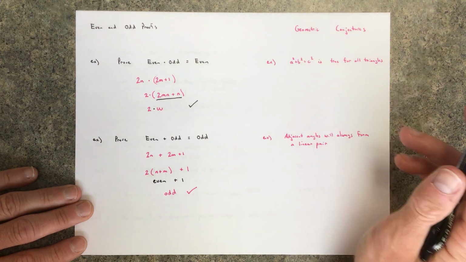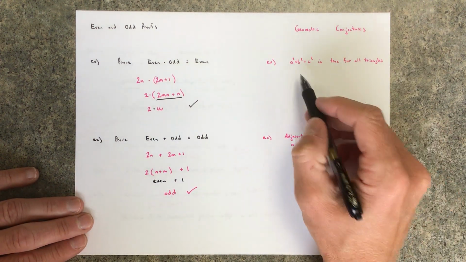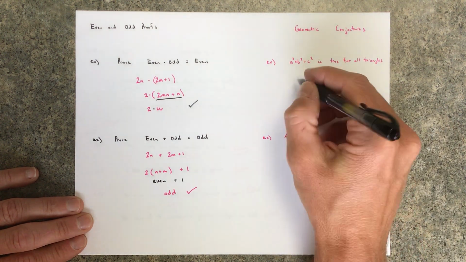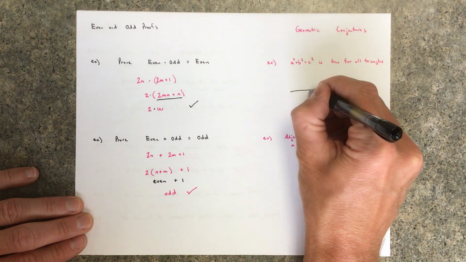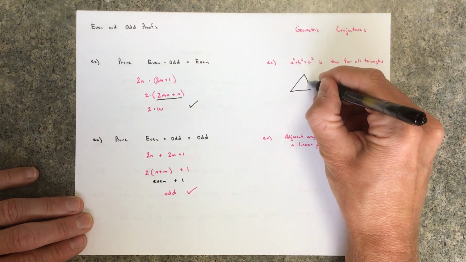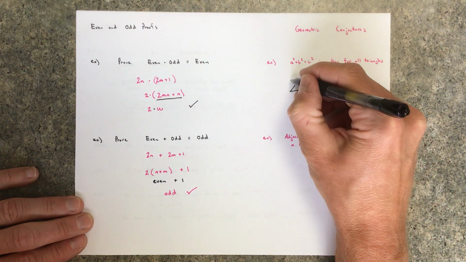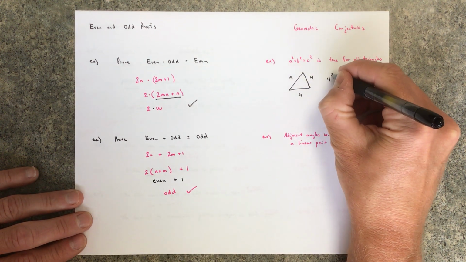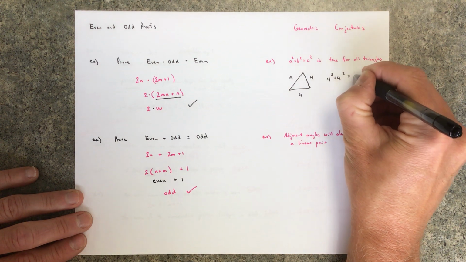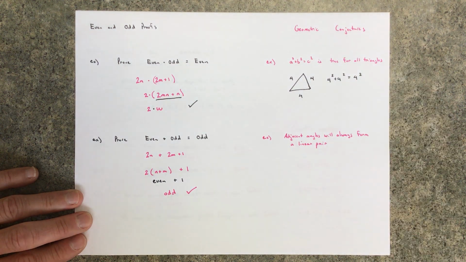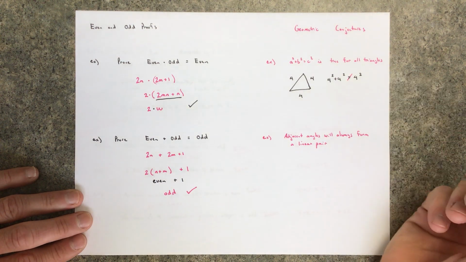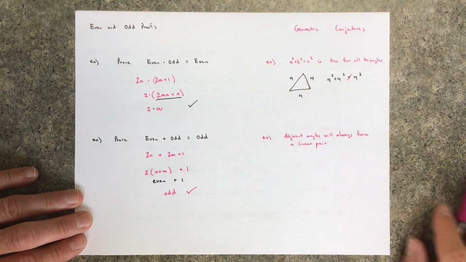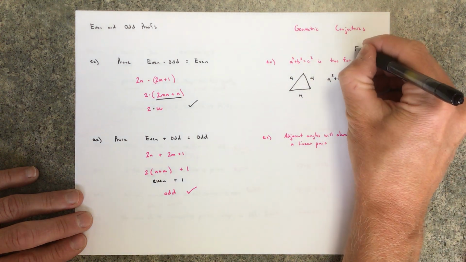Okay, how about some more geometric conjectures? I'm going to say that a squared plus b squared equals c squared is true for all triangles. So any 3 sides of a triangle, that's true. So what if I take the triangle where all the sides are 4? Does 4 squared plus 4 squared equal 4 squared? Of course not, right? That is not true. I just gave you an example that a squared plus b squared equals c squared does not work for all triangles. So this statement is false.